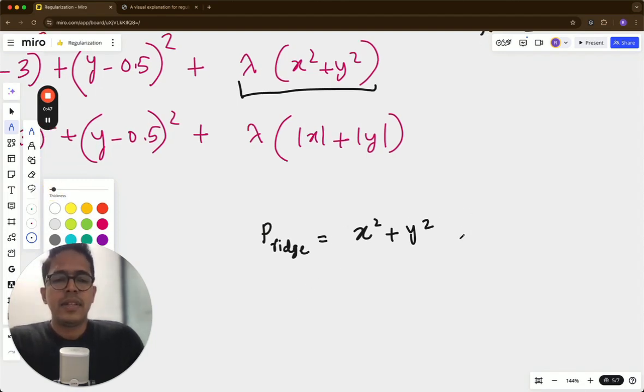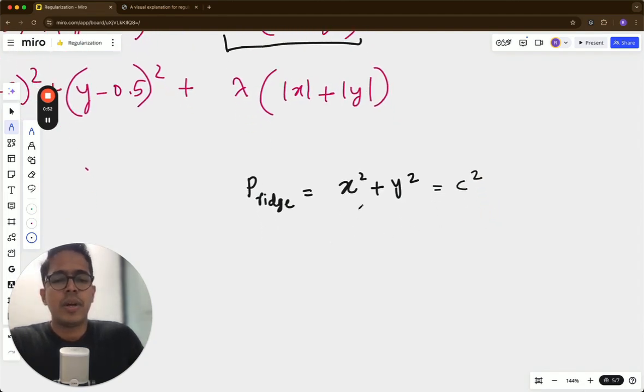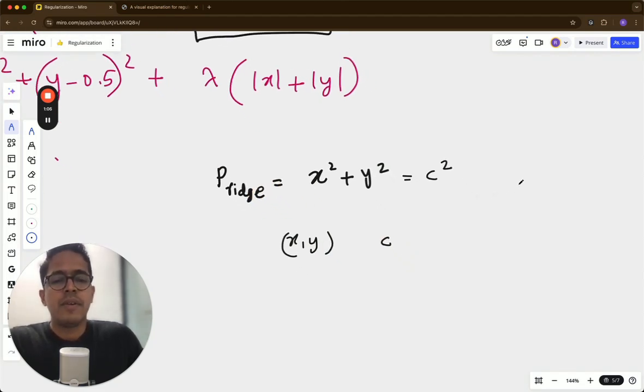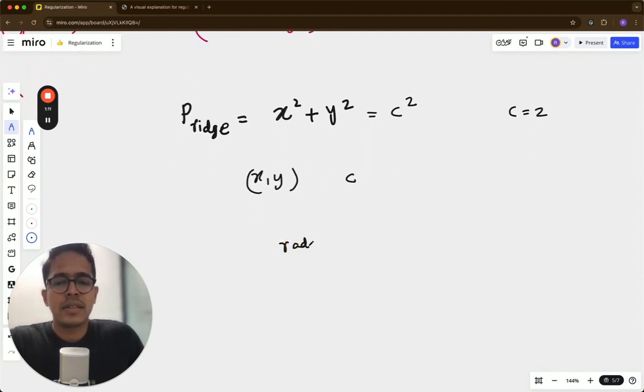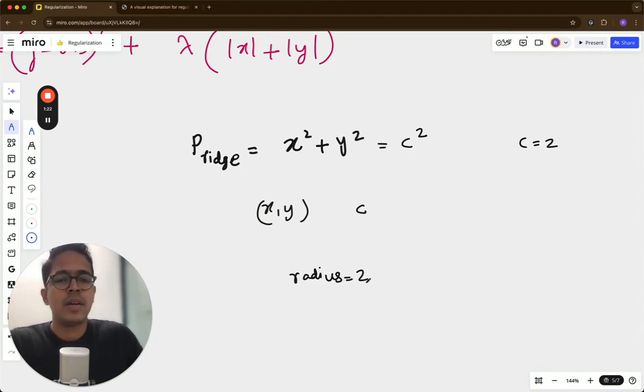And if this is equal to some constant value, some c square, that means what you are looking at is a set of x comma y pairs that lie on a circle with radius c. For all those points, the penalty due to ridge regularization will be the same. So if c equal to 2, then you are looking at a circle whose radius is 2. And for all the xy points lying on this circle of radius 2, the added penalty due to the ridge regularization will be equal to c square, which is the square of the radius, equal to 4, right?